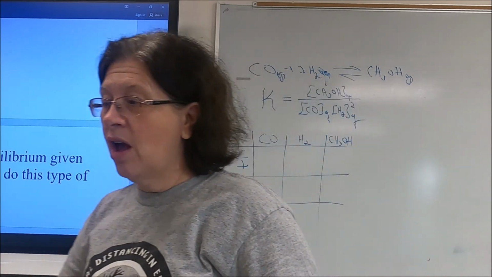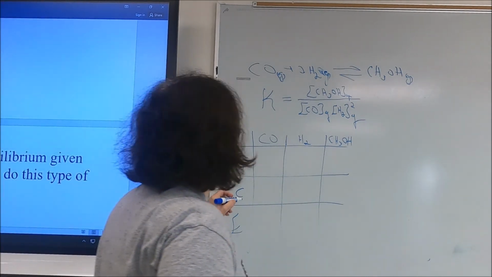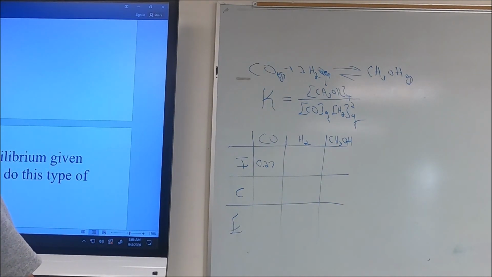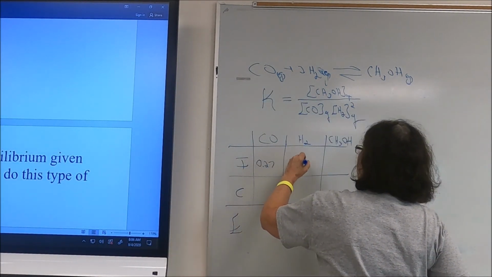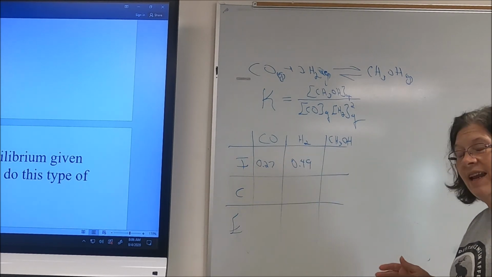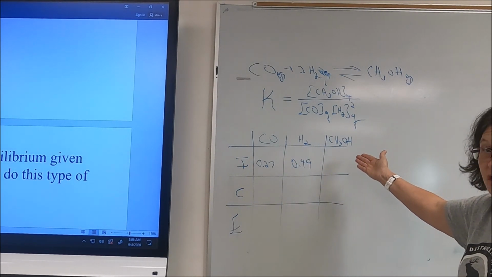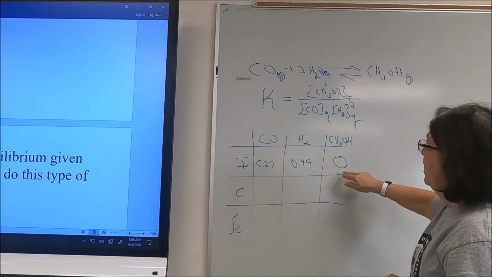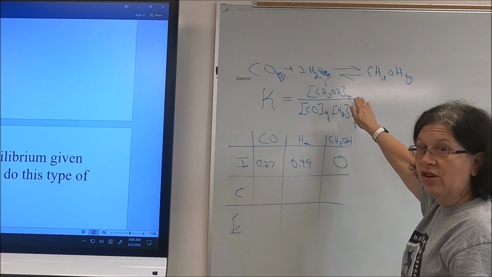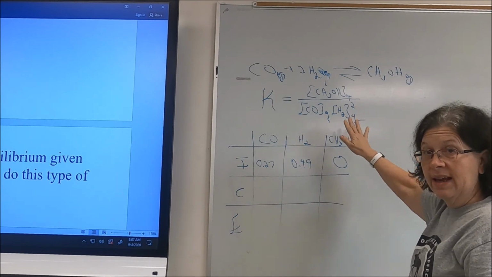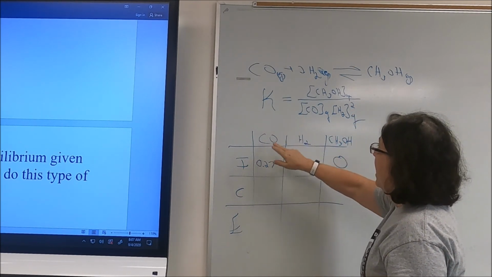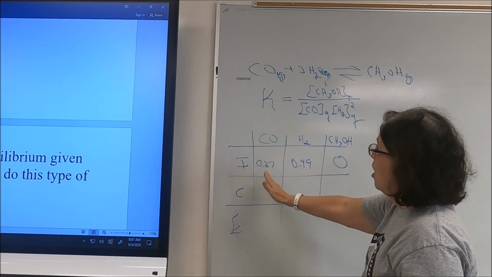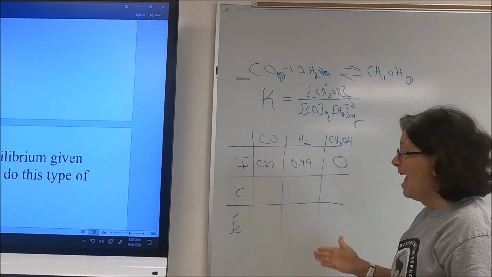Now, we're told that the initial concentration of our carbon monoxide is 0.27. Our initial concentration of hydrogen is 0.49. In the problem, it doesn't say anything about there being any CH3OH in there to begin with, so we know it's 0. Now, because there is no product in the beginning, I know that initially this reaction has to be running in the forward direction to get to equilibrium. So I know I'm going to have to eat up some carbon monoxide, and I'm going to have to eat up some hydrogen. So the change in carbon monoxide and hydrogen is going to have to be negative.